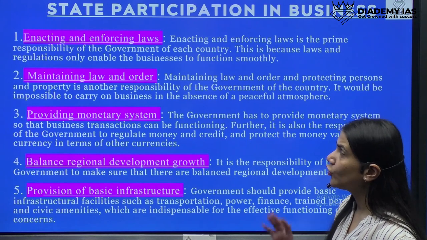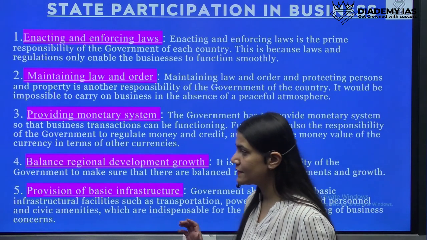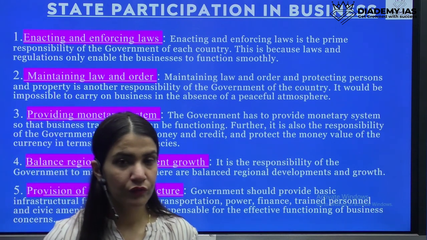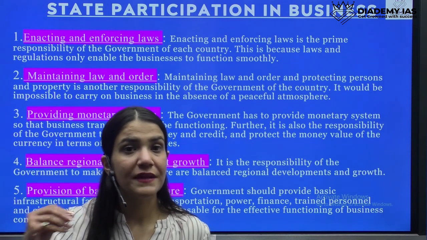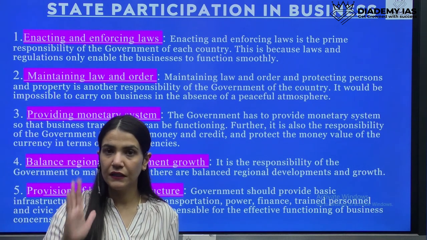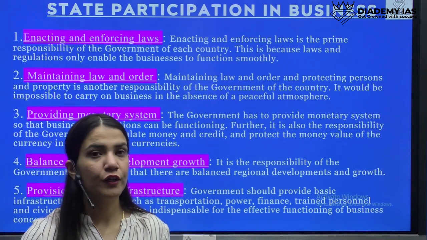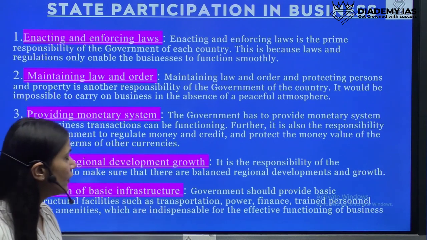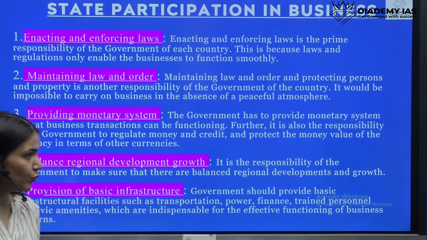So when I talk about state participation in business, I have included 10 major points. You have to be very thorough with all these 10 points. These are basically the clear picture of the roles the state plays in participating in business, and these are the 10 points that you have to consider.